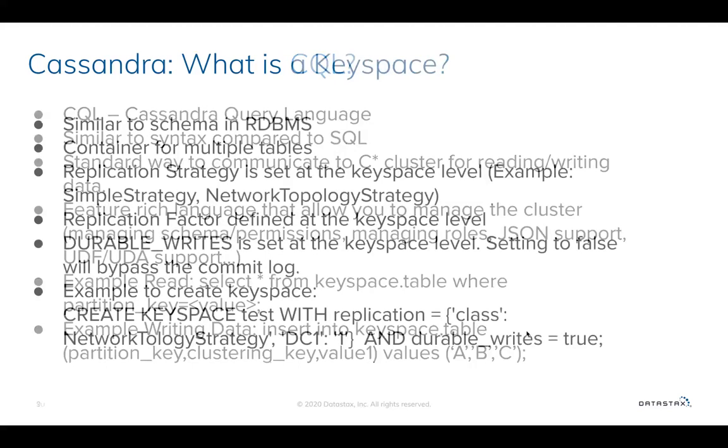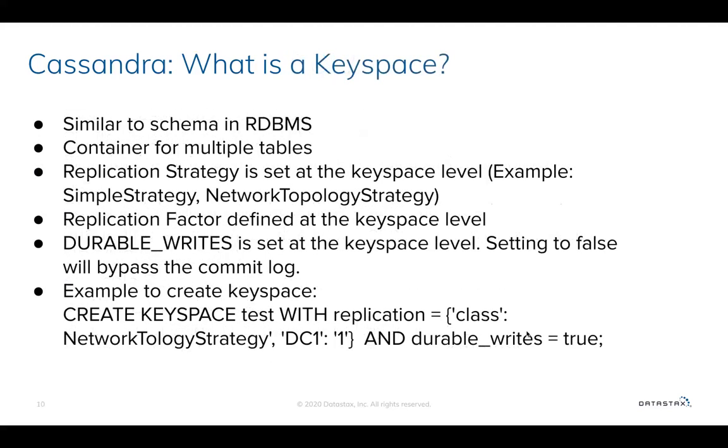So we mentioned the word keyspace in the previous slide. What is a keyspace? It's similar to a schema in the RDBMS world. It is a container for multiple tables. It has a replication strategy associated with it. There are two different types of strategies, which you can read about: simple strategy and network topology strategy. And then there's a replication factor associated with it at the keyspace level. And then there's an extra thing about durable writes.